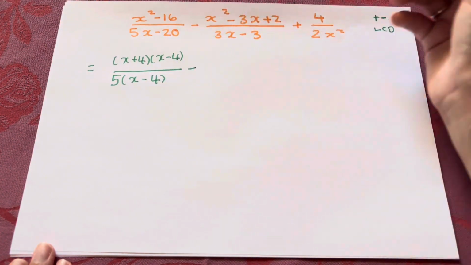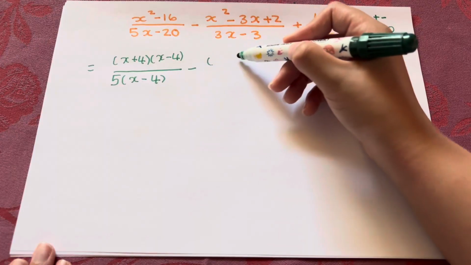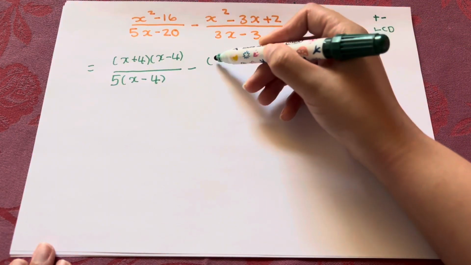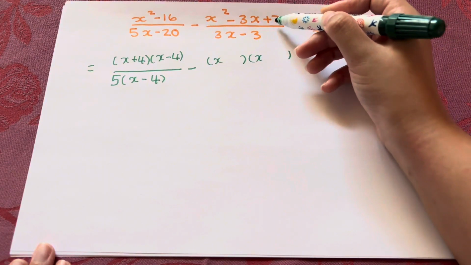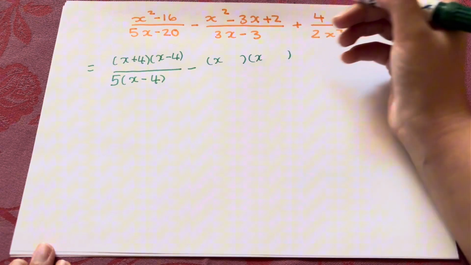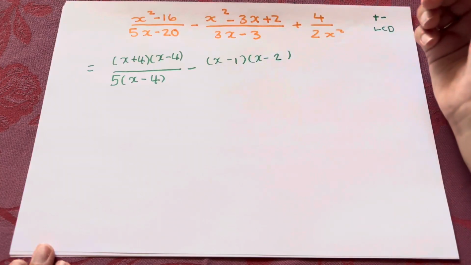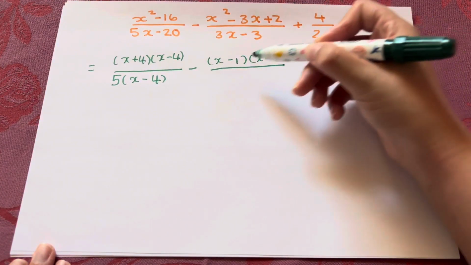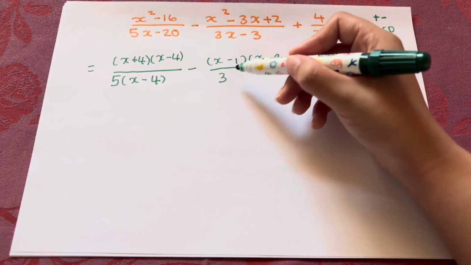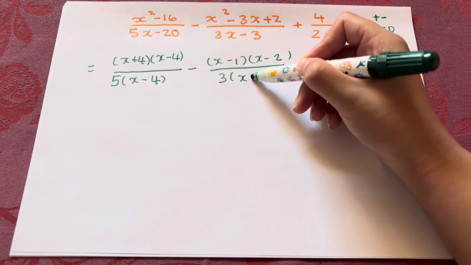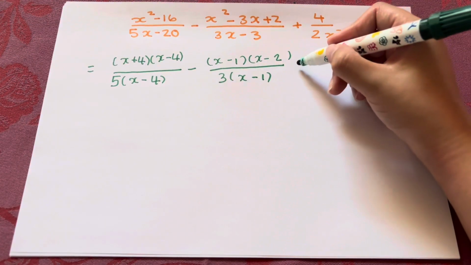In the next one, this is trinomial factorization. So our two brackets: x times x, and a pair to obtain the product of 2 but the sum of -3, which is 1 and 2, where they're both a minus. And in the denominator, I'm going to extract 3 as a common factor, leaving me with x minus 1.